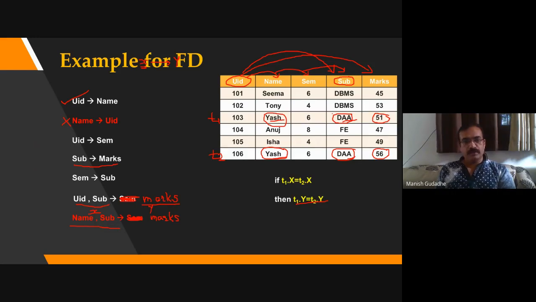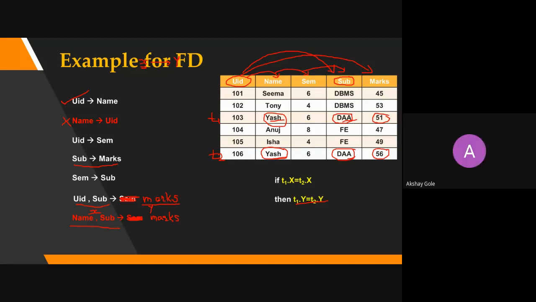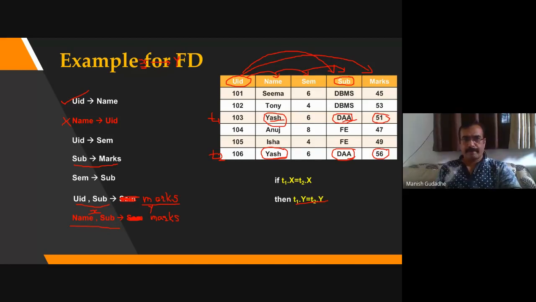Okay. So this is the overall concept of functional dependence. Have you understood? Shall we proceed? Yes, sir. Okay. If anything is there, you can interrupt and ask.